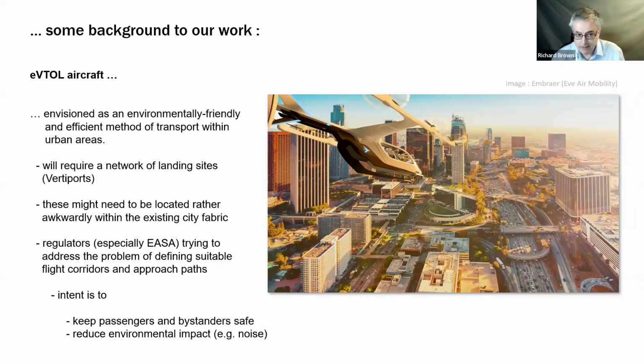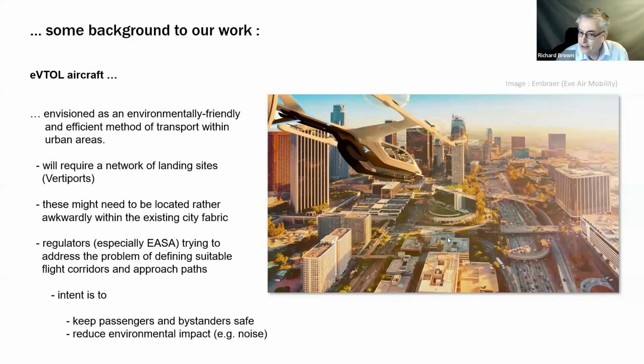Now, in operating in this fashion, these aircraft will require a network of landing sites, vertiports if you like, and these might need to be located in rather awkward positions within the existing city fabric. It's not likely that there are going to be barren areas which can just immediately be converted into operational sites for these particular aircraft. So this picture from Embraer illustrates that rather well. Where are we actually going to site these landing sites, these vertiports, within this complex and dense urban jungle that we can see in that particular picture?